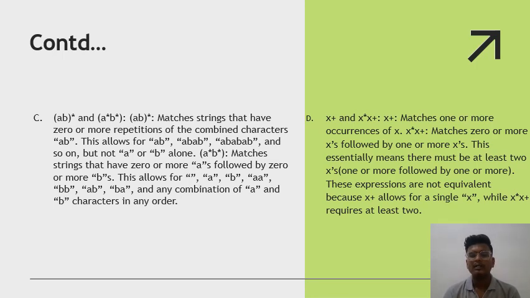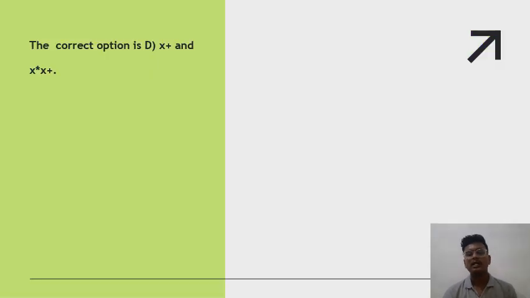more. These expressions are not equivalent because x plus allows for a single x while x asterisk x plus requires at least 2. So we can say that the correct option is D, x plus and x asterisk x plus.